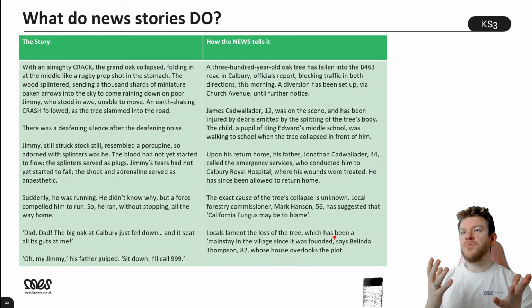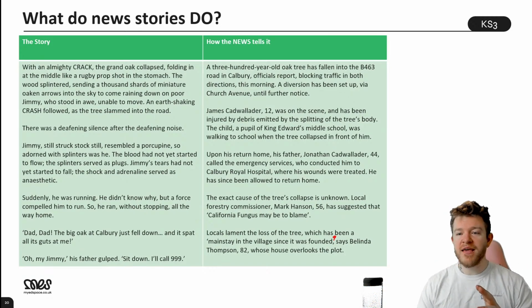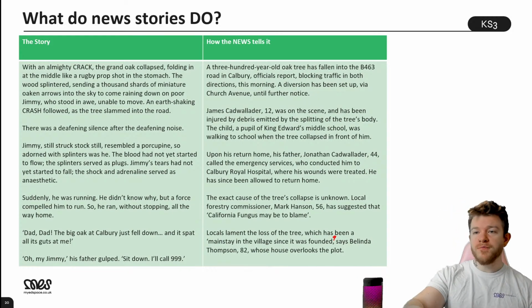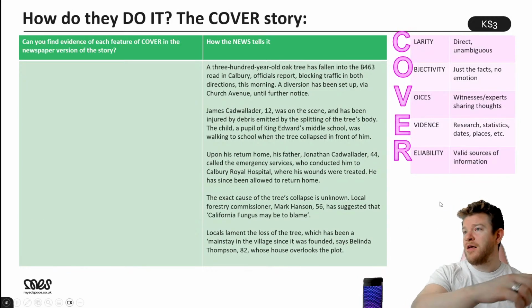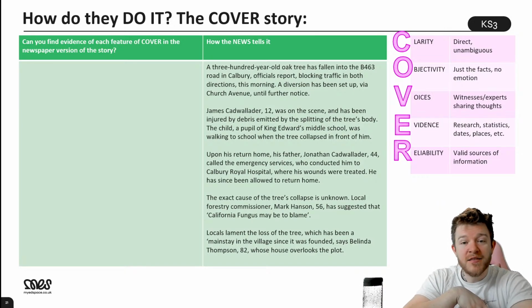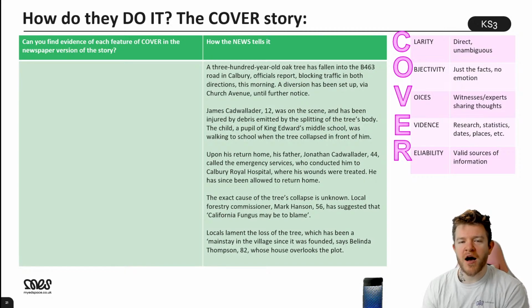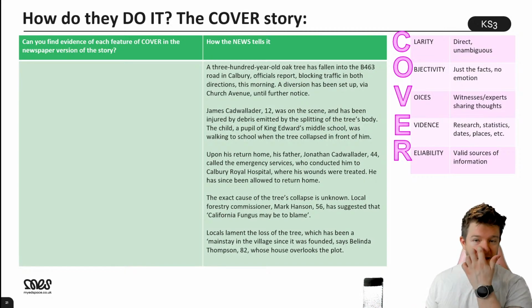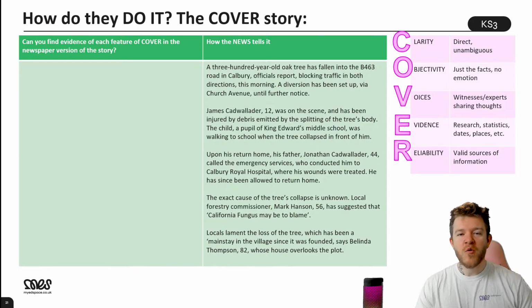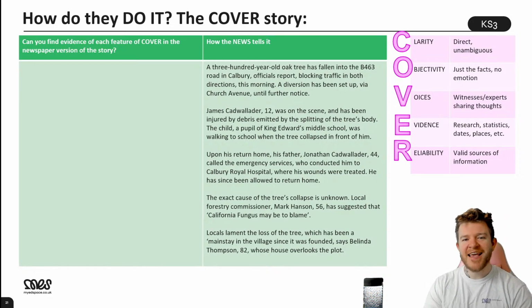Yeah? Okay, so we figured out essentially what is different about this kind of writing from the other kind of writing. It's not a novel, it's a brand new thing, okay? So, what is it that the news story does? Well, the first thing they do is in terms of the cover, okay? The cover, I told you it was an acronym. Here it is in its full form. We have C for clarity, O for objectivity, V for voices, E for evidence, and R for reliability.